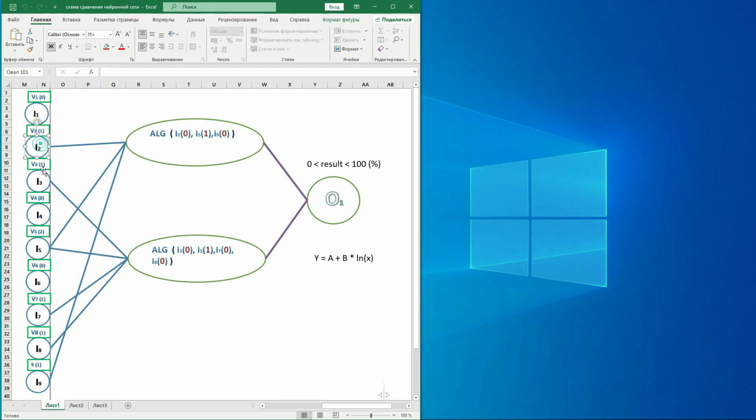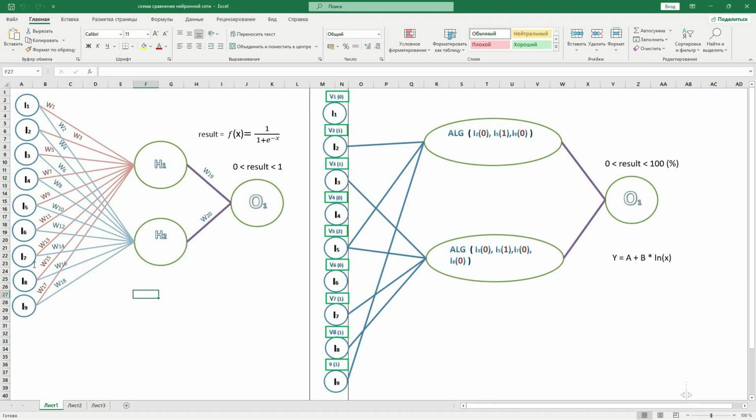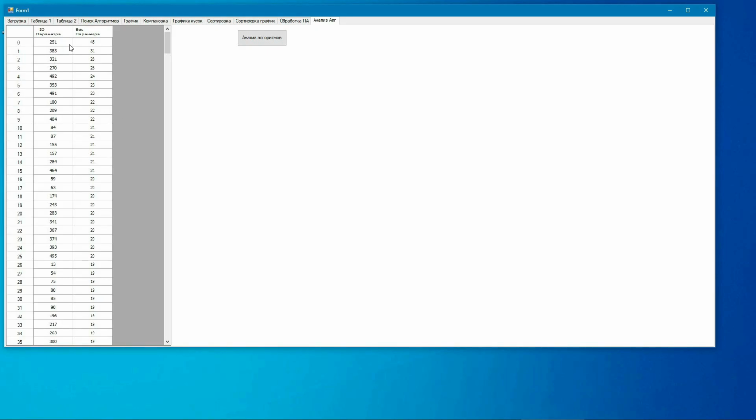We can see that arrows go from each parameter to the algorithms where it is present. However, different parameters may have different numbers of arrows. You may also notice that there are parameters that are not present in any algorithm. If you compare this scheme with neural networks, you can immediately see the differences. In neural networks, each input is associated with each neuron, and the weight is a characteristic that is used for calculations within the neuron. Let's look at the results of algorithm analysis.